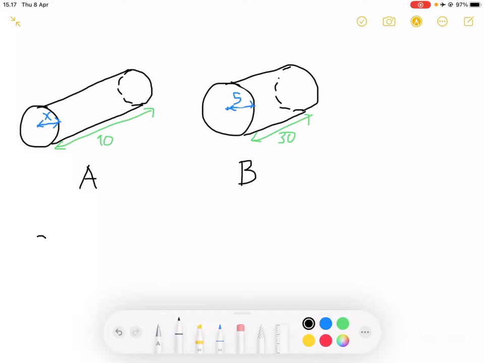And we're given that their volumes are both the same. We can actually set up an equation in terms of x. And first, we'll state that V of A, where V of A is the volume of cylinder A, equals V of B. And the volume of a cylinder is defined as pi r squared times h.